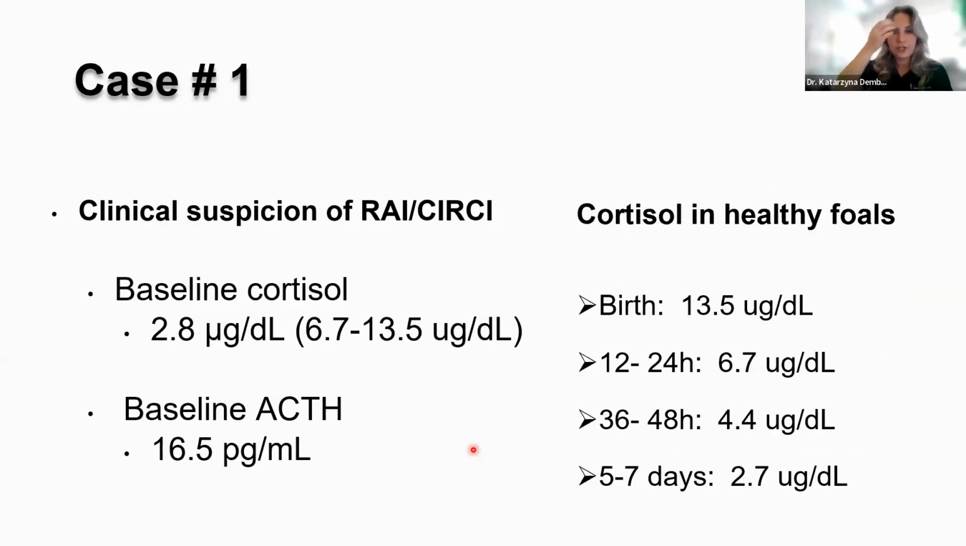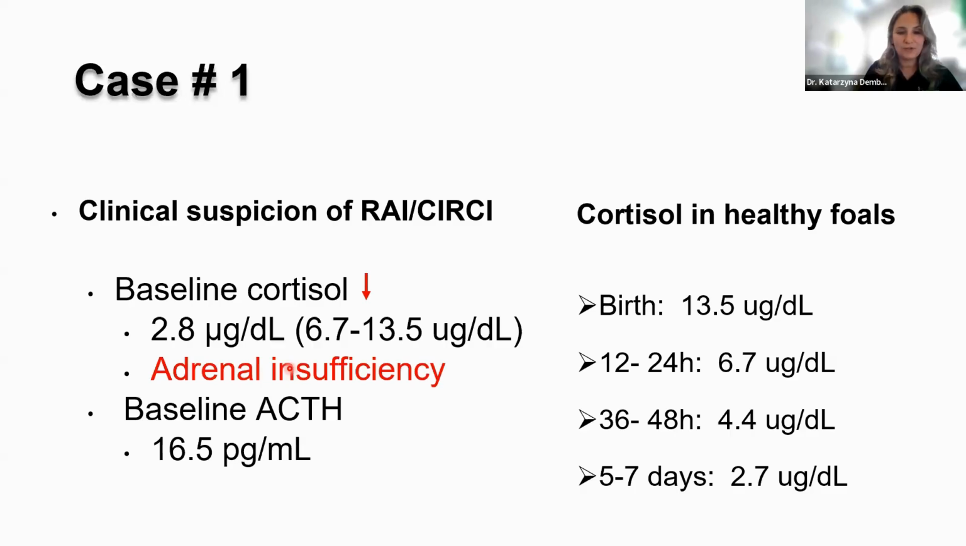In terms of interpretation, we used normal cortisol ranges for a healthy foal. And we would expect that a 5-hour-old foal should have cortisol anywhere between 6.7 to 13 micrograms per deciliter, and certainly 2.8 micrograms per deciliter in the face of critical illness and severe hypoglycemia and hypotension was lower than we would expect and consistent with adrenal insufficiency.